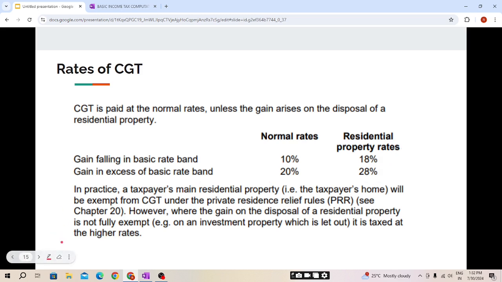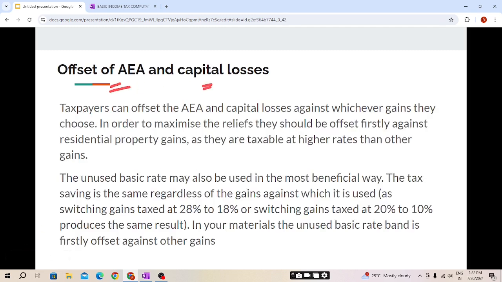Now students, as we know that the residential property has 18% and 28%, and the normal rate is 10 and 20. Now we will see how we will set off the AEA and capital losses, the order for setting off the capital losses and AEA. Taxpayer can offset the AEA and capital losses against whichever gains they choose, whether residential property gain or other gains. In order to maximize the relief, they should be offset firstly against residential property gains, as they are taxable at higher rates than other gains.